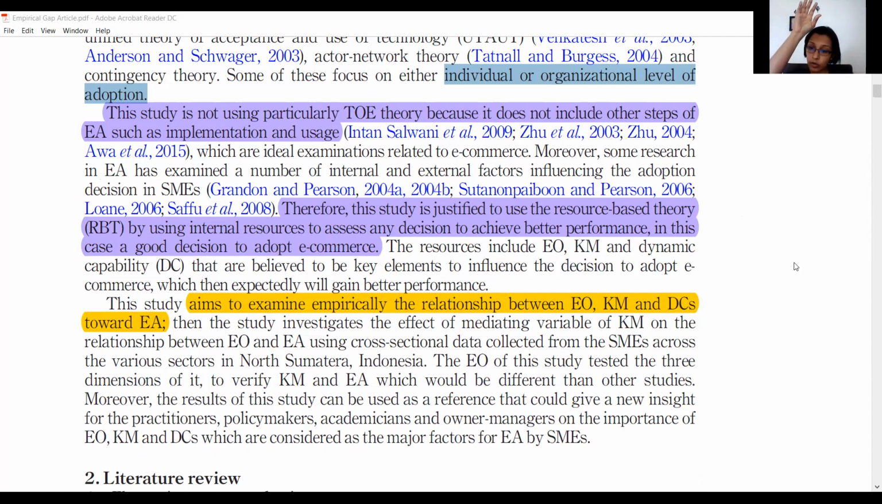So they identify the entrepreneurial perspective, the knowledge management perspective and the dynamic capability perspective, right? For your study, you can focus on entrepreneurial orientation. So you need to find out how entrepreneurial orientation influences the adoption of e-commerce in SMEs in Sri Lanka. That's good. Then you have to emphasize why you focus on entrepreneurial orientation specifically. Remember that point also, right?